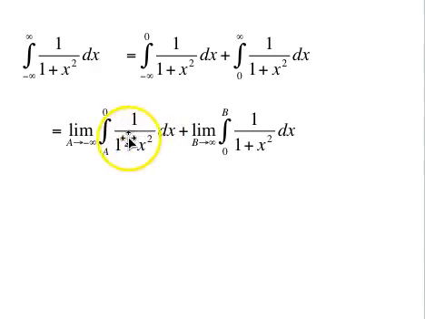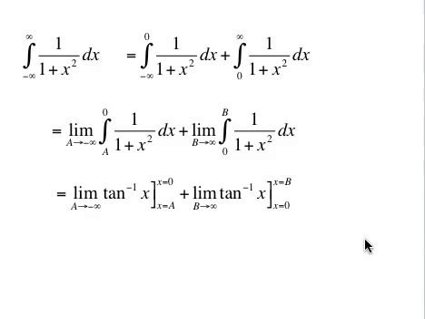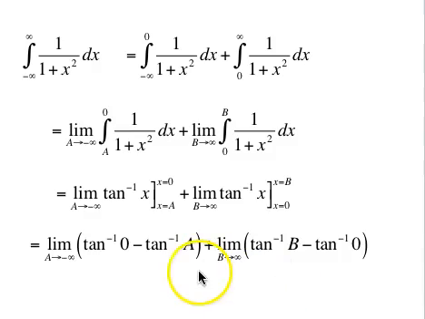So we'll have inverse tangent of x evaluated from a to 0, plus inverse tangent of x evaluated from 0 to b. So limit as a goes to negative infinity, arctan 0 minus arctan a. Limit as b goes to positive infinity, arctan b minus arctan 0. Inverse tangent of 0 is 0 because tangent of 0 is 0. So we have a 0 here and we have a 0 here. But what about the inverse tangent of a as a goes to negative infinity, or the inverse tangent of b as b goes to positive infinity?